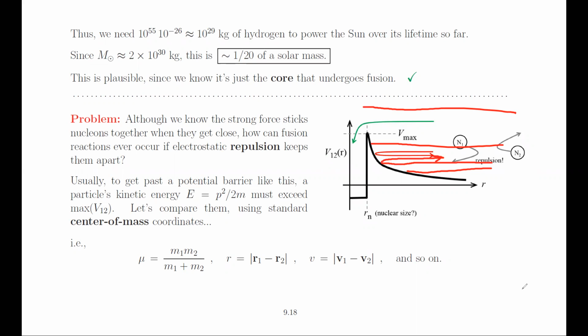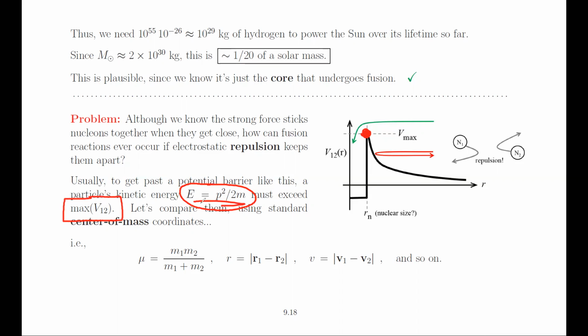So now we have to start to compare the average energy of the particles, the average kinetic energy of the particles, with the peak of this potential function, right? The maximum of the potential function. Is the average kinetic energy below it, or is it above it? If it's below it, that's bad news. If it's above it, then it's good news, because a good number of particles will get past the barrier into this attractive region, and fusion can happen. All right, so this is sort of part 2 of the plausibility argument.